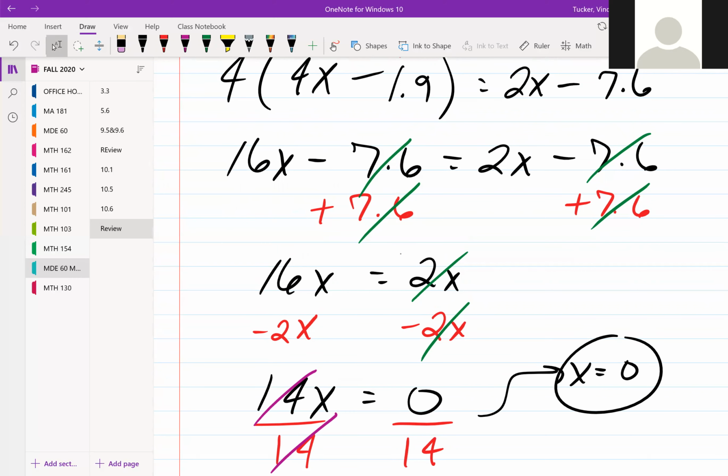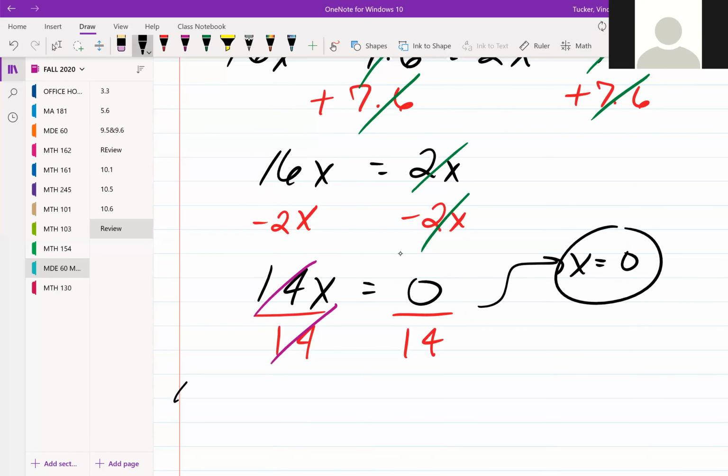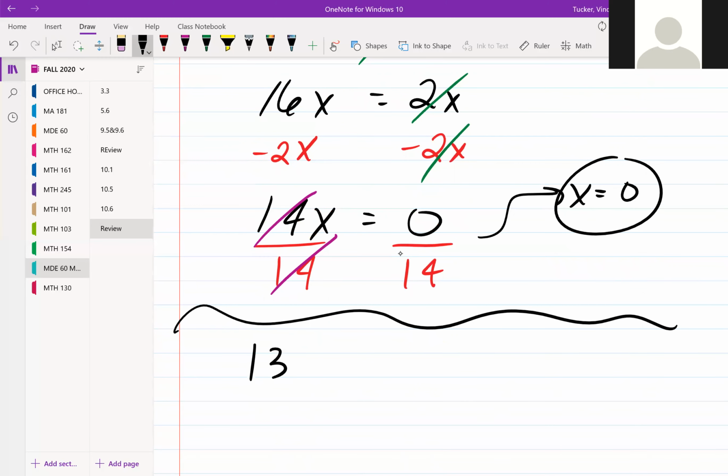Let's see what my next one is. My next one is 13 over 12 z equals 1/8 minus 13 over 18.